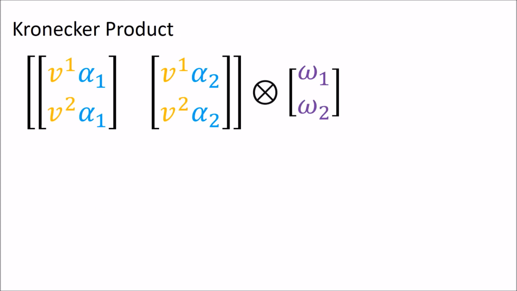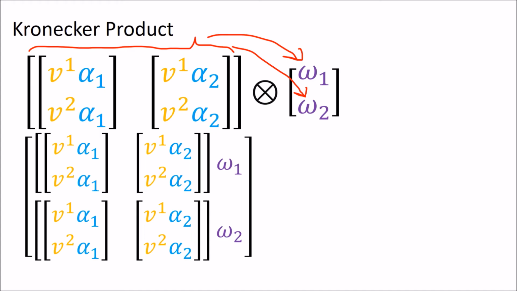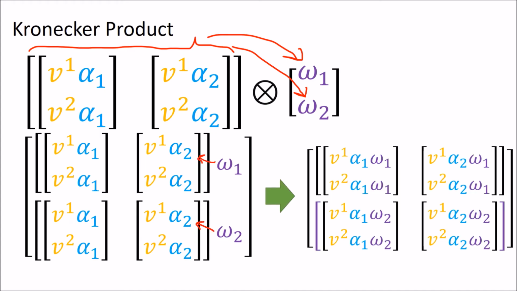And if we were to take this and take the Kronecker product with another column vector, we do the same thing. We just distribute this array into every element of the other array on the right. And so we get this. And again, multiplying the omegas in, we get this, which is basically a column of rows of columns. So that's how the Kronecker product works. We just distribute the array on the left into the array on the right.